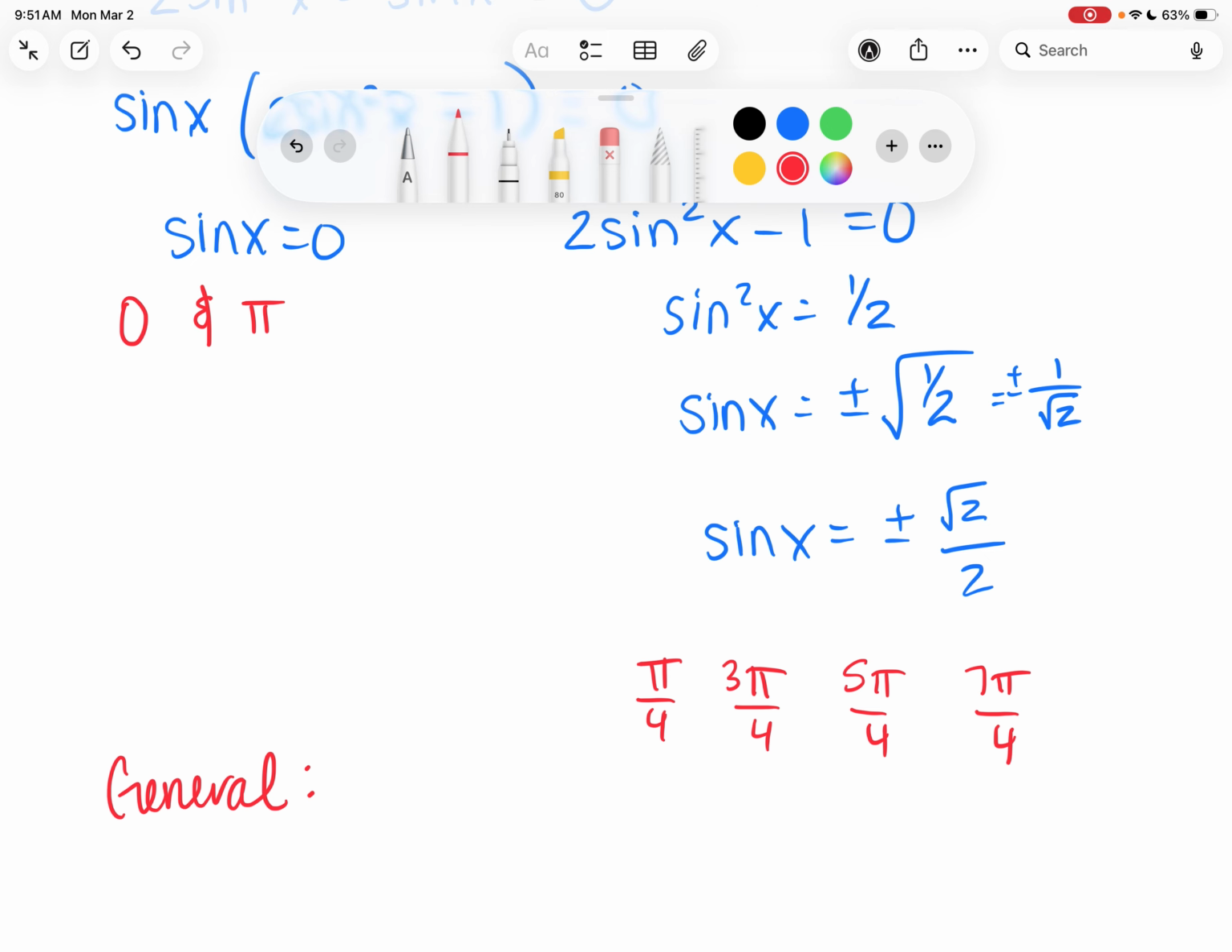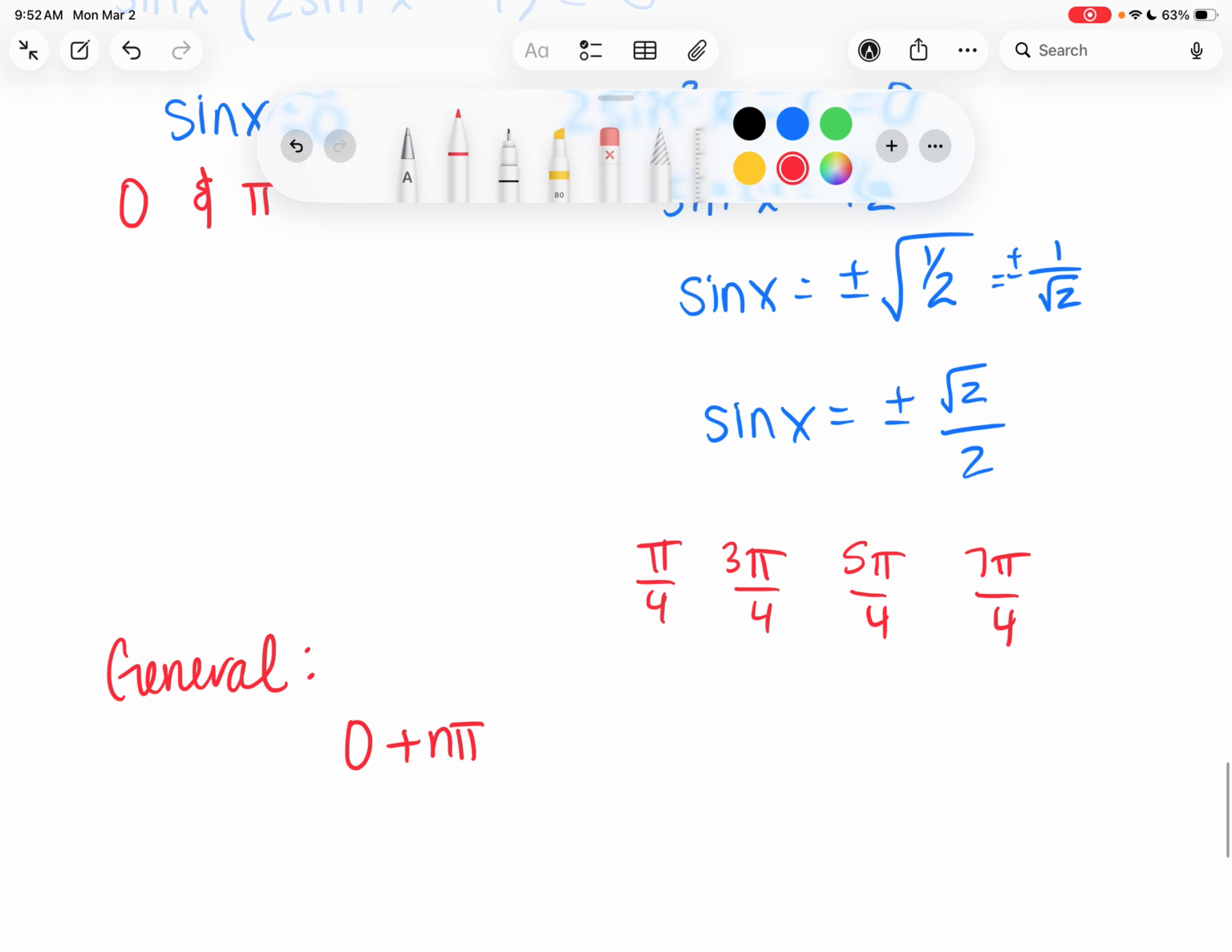While for sine, as a general rule, I add 2 pi, in this situation, since it's going from 0 to pi, those being the two values, I can just say that the first solution is 0 plus n pi. Because that can be 1 pi, it can be 2 pi, it can be 18 pi, it can be whatever I want, but that's going to be the first one.